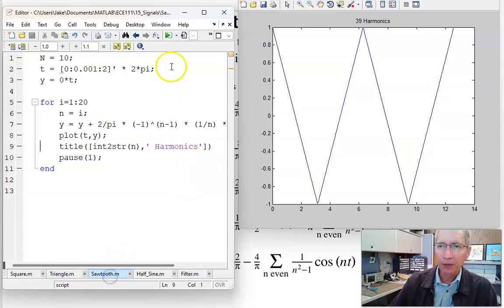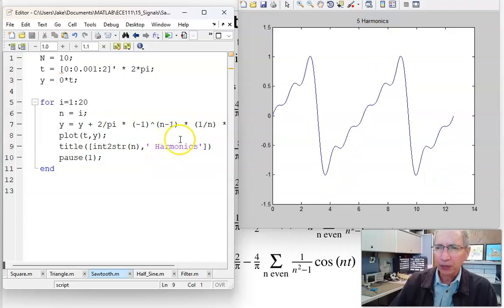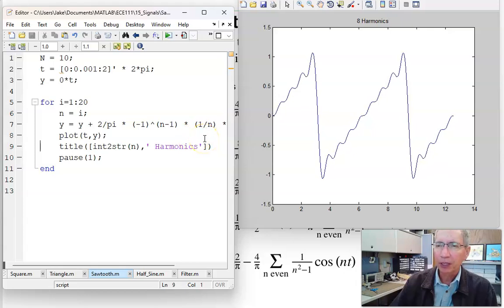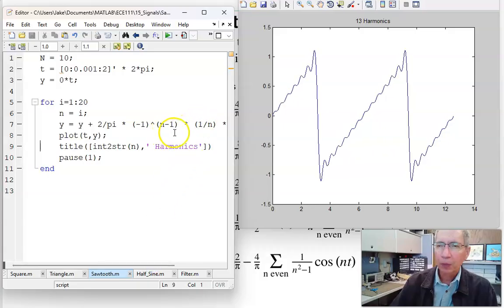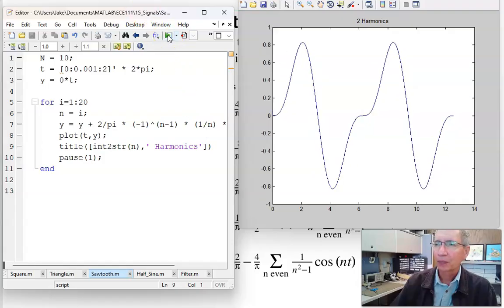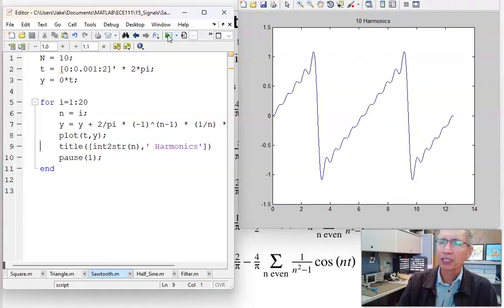Let's try a sawtooth wave. Sawtooth wave, they drop off as 1 over n squared. 1 over n minus 1. Oh, starts off as 1 over n. Try that again. This doesn't converge quite as fast as the triangle wave. That's because the harmonics drop off as 1 over n rather than 1 over n squared. Keep on going, eventually converges to a sawtooth wave.